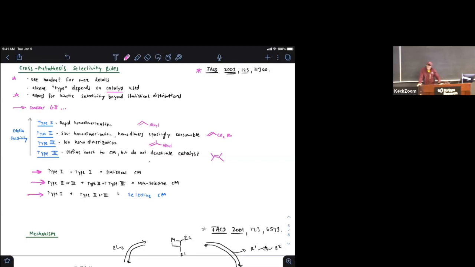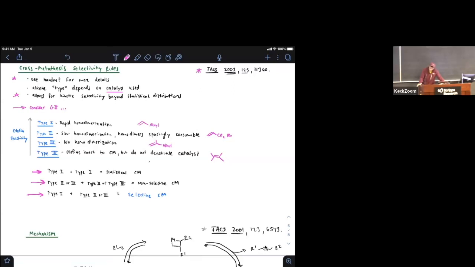Then the 4 olefin types break down as follows. Monosubstituted alkyl alkenes fall into type 1. Type 1 olefins are those that undergo rapid homodimerization. So you put them in and they're spitting out ethylene and the corresponding homodimerized product. Type 2 olefins undergo slow homodimerization. In the case of the G2 catalyst, those are things like acrylates. And so homodimers do form, but not much.